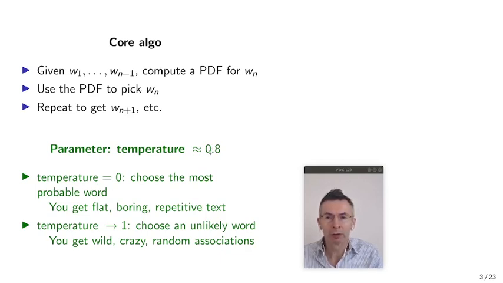So what you can do is you can raise the temperature. As the temperature rises, it chooses less and less likely words. And as it approaches 1, you'll get wild, crazy, random associations. And it turns out that setting the temperature at about 0.8 is the right balance between predictability and an element of kind of progression in the text. So it's not just repeating things that have been said already.